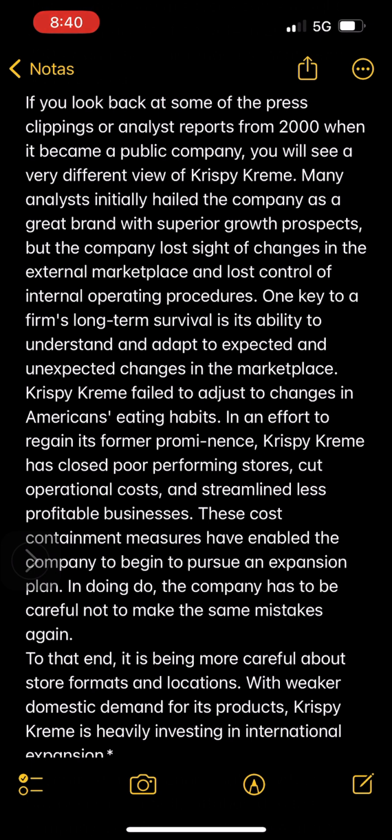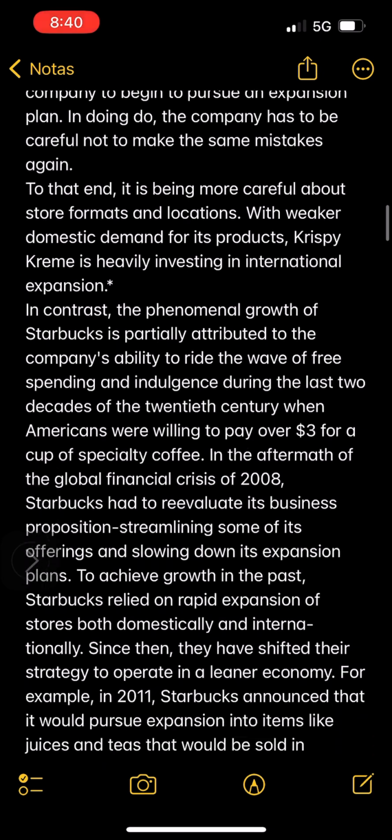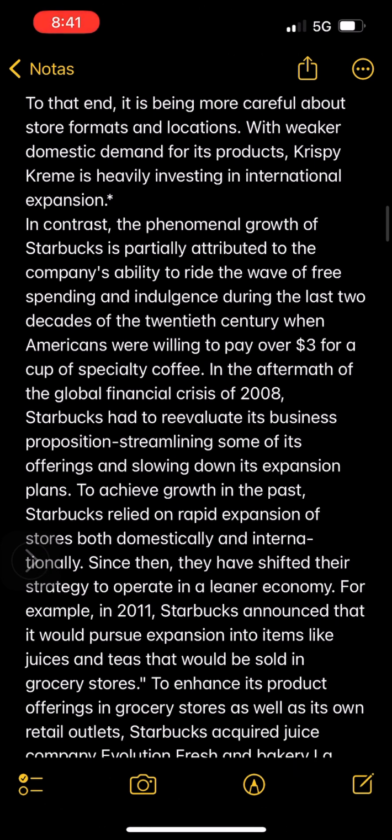In an effort to regain its former prominence, Krispy Kreme has closed poor-performing stores, cut operational costs, and streamlined less profitable businesses. These cost containment measures have enabled the company to begin to pursue an expansion plan. In doing so, the company has to be careful not to make the same mistakes again. To that end, it is being more careful about store formats and locations. With weaker domestic demand for its products, Krispy Kreme is heavily investing in international expansion.